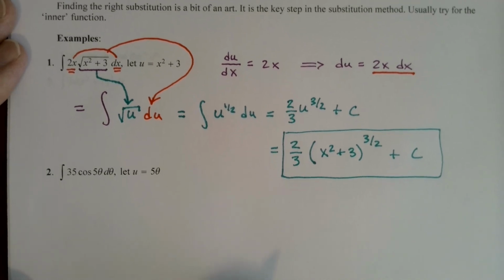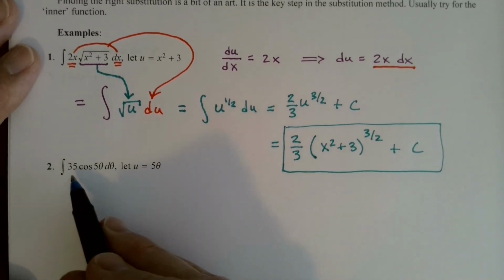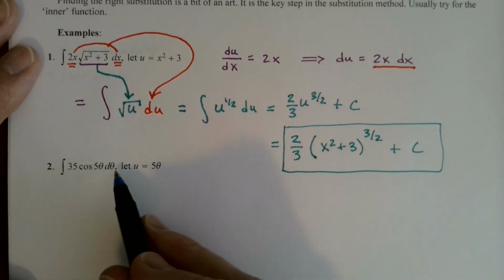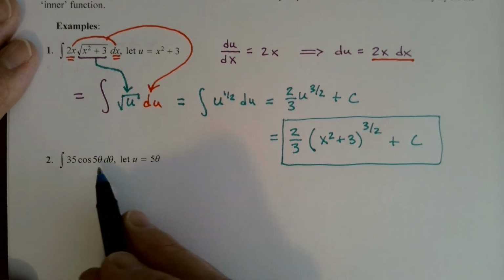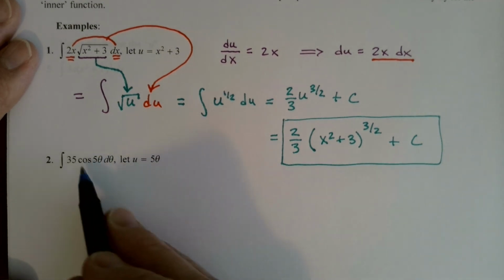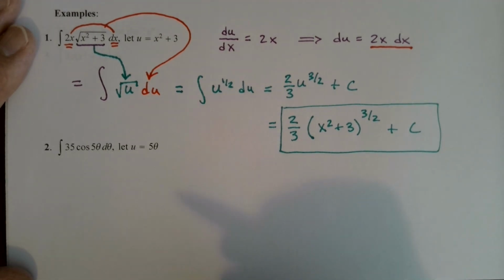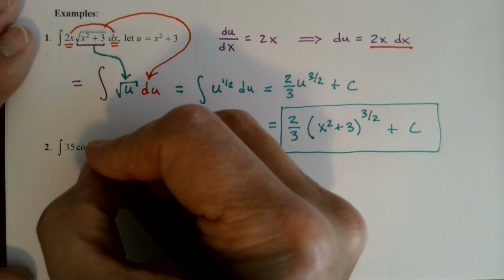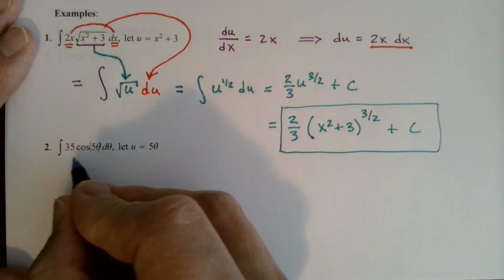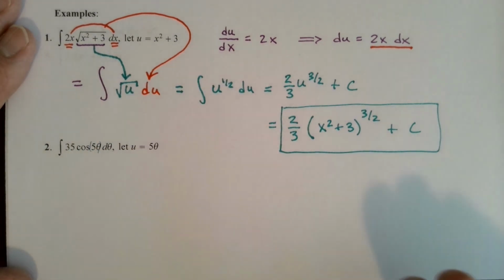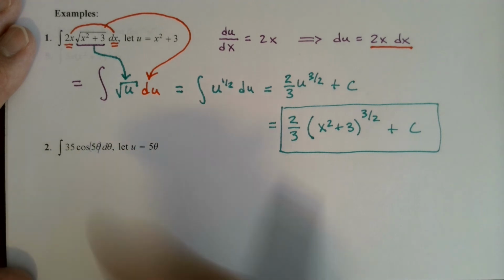Okay, let's do a few more. Here we have the integral of 35 cosine of 5 theta d theta. Now we looked at this one before and have already talked about cosine of 5 theta, if you remember, but now we can formally do it with substitution. This is cosine of 5 theta, not cosine times 5 theta. I can't factor this 5 out. It's 5 theta inside the cosine function.